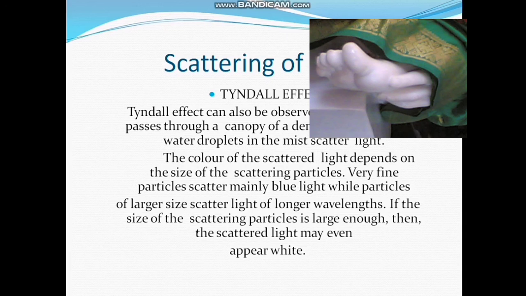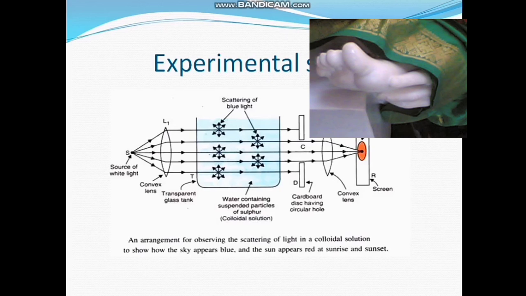Very fine particles scatter mainly blue light, while particles of larger size scatter light of longer wavelengths than blue. If the size of the particles is large enough, the scattered light may even appear white. We can learn this with the help of an experimental setup.